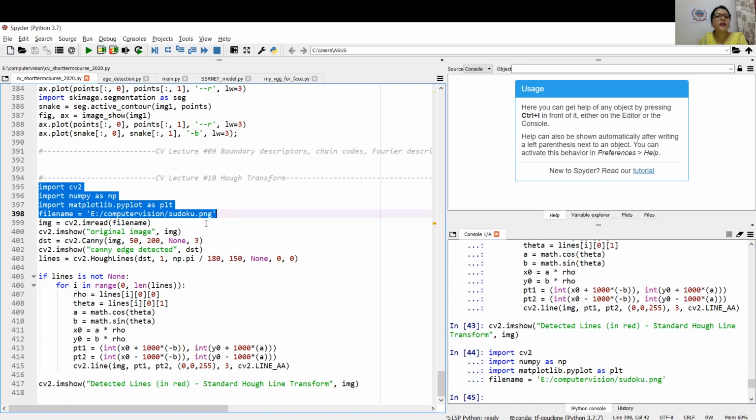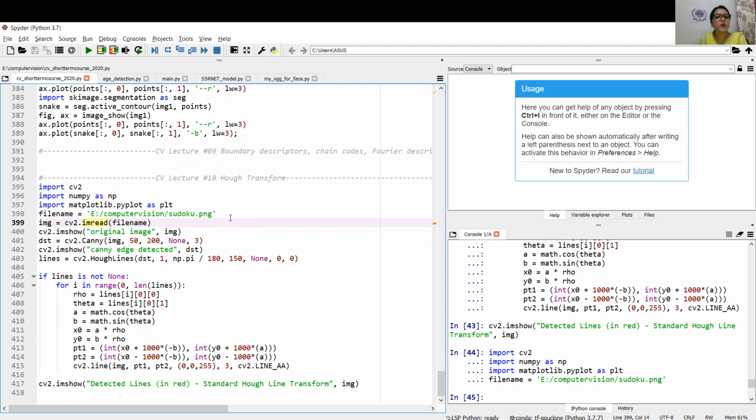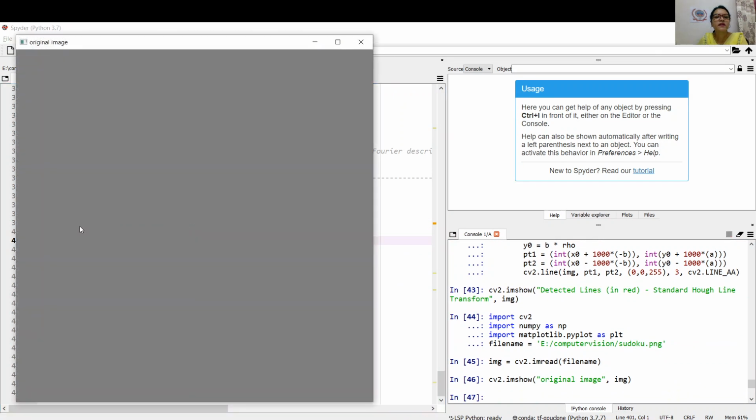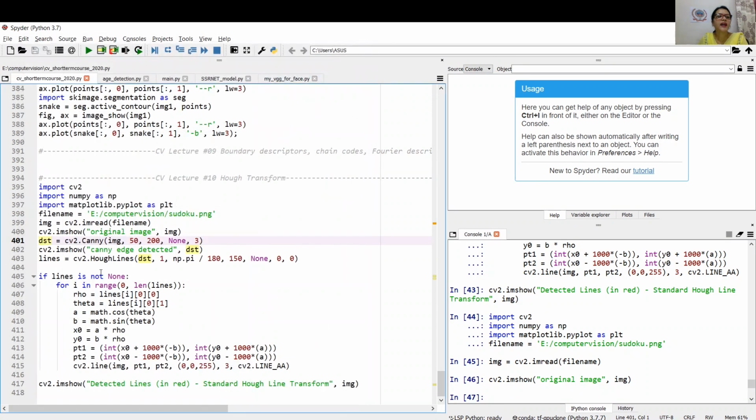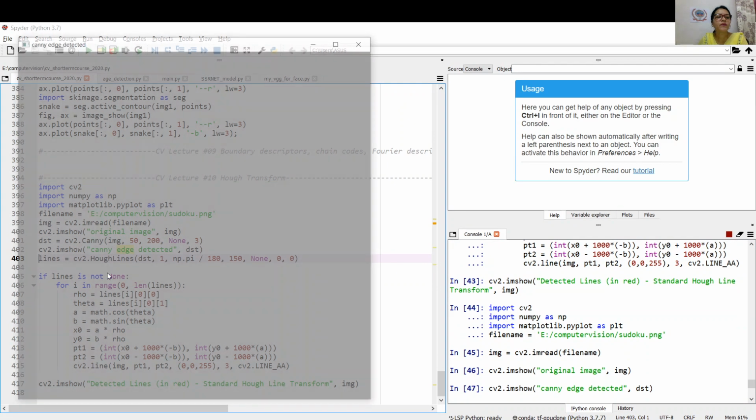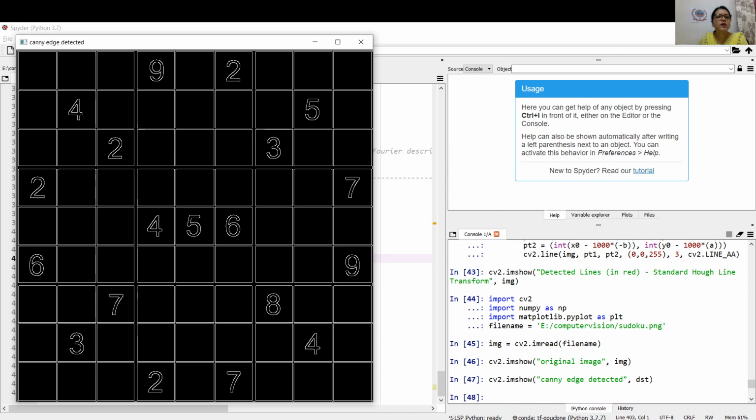Okay. So now let us say I am having one file, sudoku.png. So how does it look? This is a very simple Sudoku kind of game, and this has some lines. And I want these lines to be detected by our Hough transform. Now let us say I have applied the Canny edge detection, due to which I have received good quality edges.